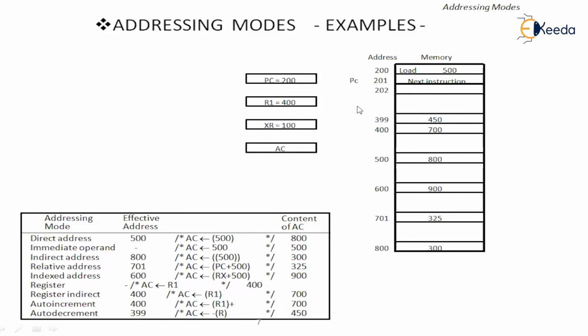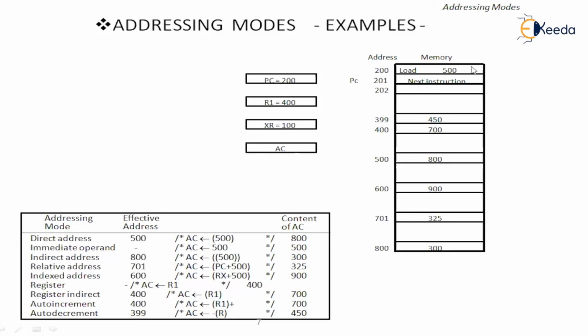Get it loaded in the accumulator, because now the opcode is changed to load, it is not add. The contents of location 500 will get transferred to the accumulator. In the immediate operand, 500 is not an address. Rather, this 500 is a value. The value 500 will directly get transferred to the accumulator. The accumulator will get the value 500. It is not an address, rather it is a direct value.